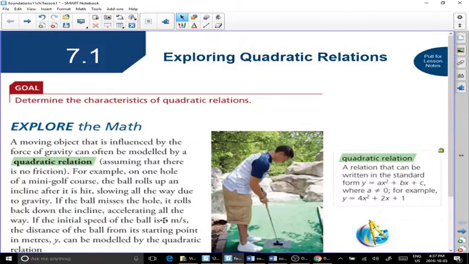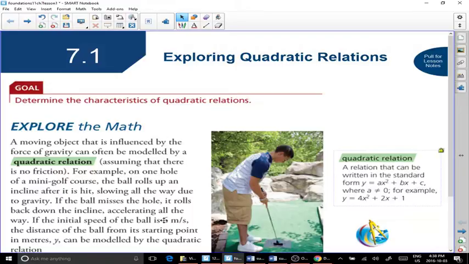Hi, grade 11s. Today we're going to take a look at exploring quadratic relations. We've already looked at some basic properties of quadratic functions. Today we're going to learn about some more and give us a little bit more of a complete basic view of quadratic functions and relations.